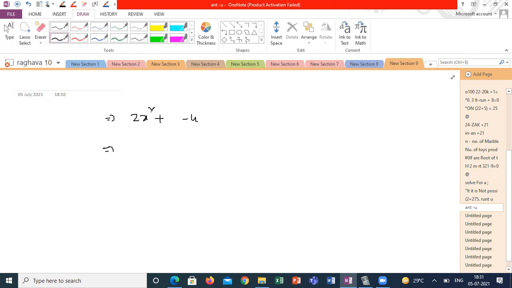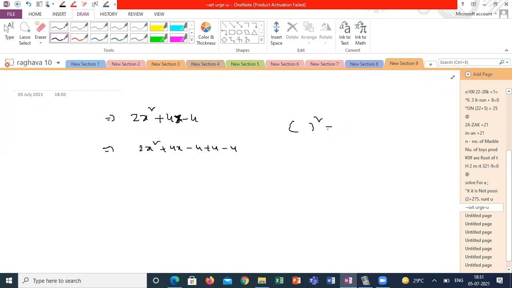This is 2x square plus 4x. If I'm adding 2x square plus 4x minus 4 plus 4 minus 4, how can I make it a perfect square if I am doing like this? I want to write some whole square expression minus some number or something. How to do?